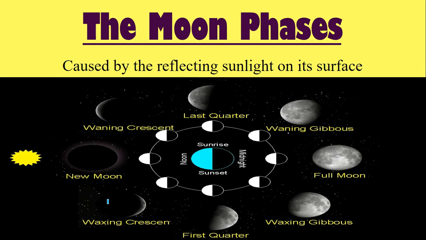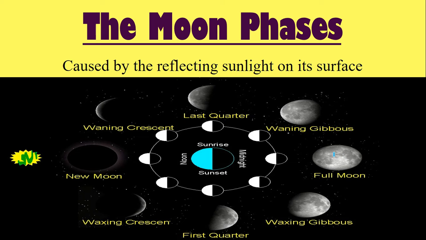Now, the moon phases. The moon has multiple phases and is caused by the reflecting of the sunlight on its surface. As you can see down here, here's the sun, and it shines towards the moon. We'll start at the new moon, and we always wax on to the full moon. You go to the waxing crescent, the first quarter, the waxing gibbous, then the full moon.